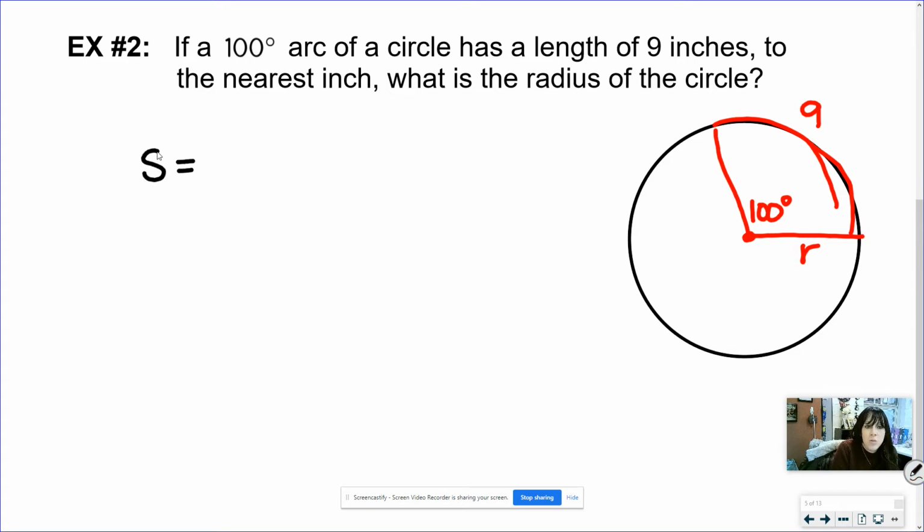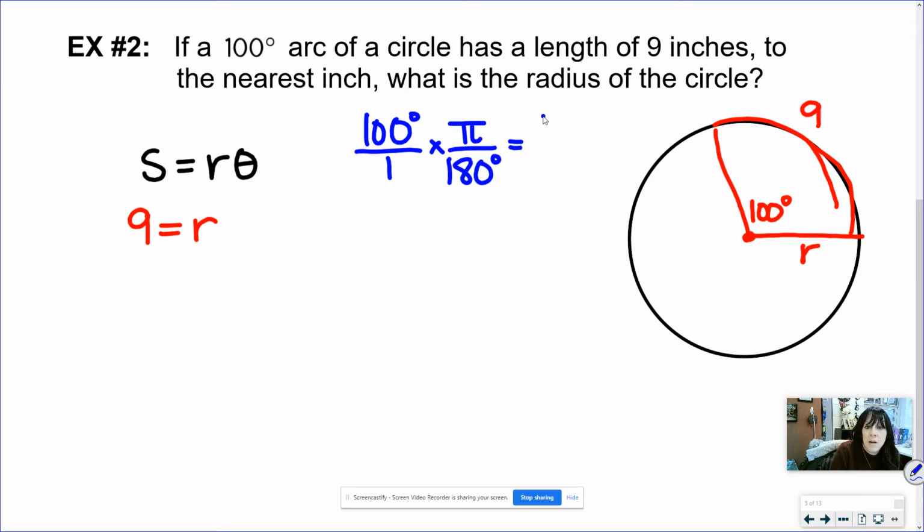So we're going to write down our arc length formula, and we're going to plug in what we know. And we know that 9 is the arc length, and we don't know the radius. Theta is 100, but theta has to be in radians. So this is where you're going to go off to the side, and you're going to convert your angle measurement to radians before you plug it in.